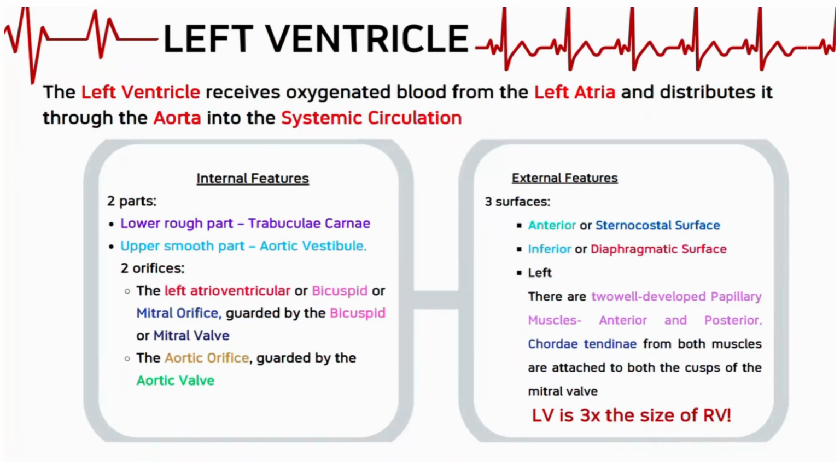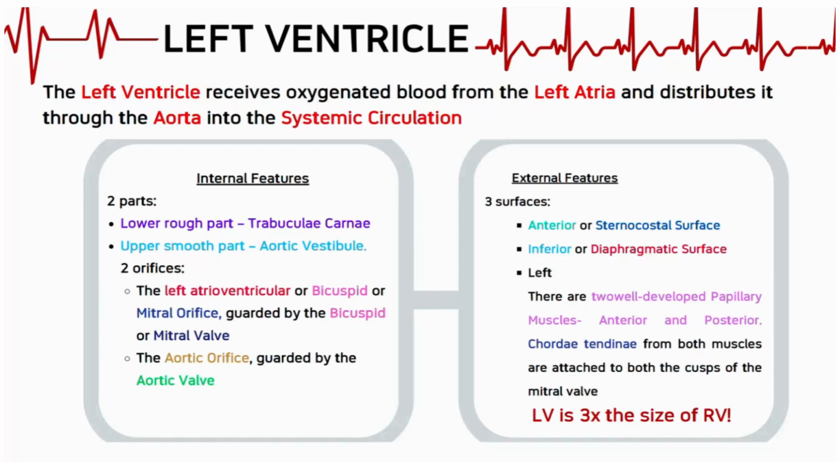And we also have the left ventricle, the big daddy. Now, the left ventricle receives oxygenated blood from the left atrium and distributes it through the aorta into the systemic circulation. So the circulation of all of the other vital organs and peripheral tissues, etc. Now, the key thing here is that the left ventricle is 3 times the size of the right ventricle. Okay, so it's got a very dense volume of myocardium around that area.